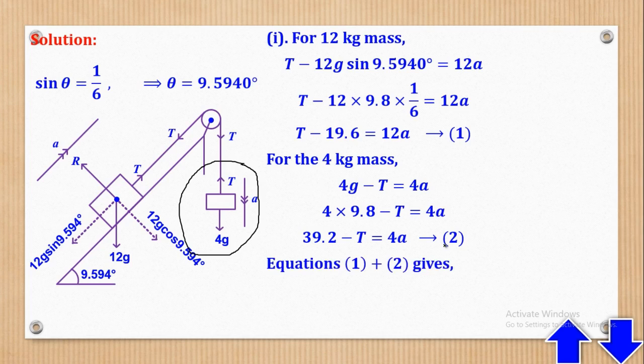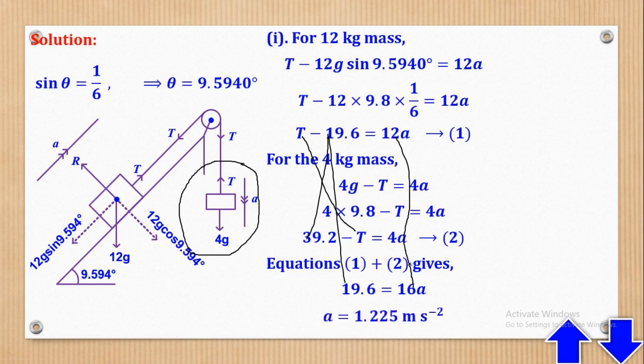So I have 2 equations and 2 unknowns. So what I'm going to do, I'm going to add the 2 equations. When I add the 2 equations, because this T and this T cancel, then this and this give me positive 19.6, then this plus this will give me 16A. Therefore A will be equal to 1.225 meters per second squared.